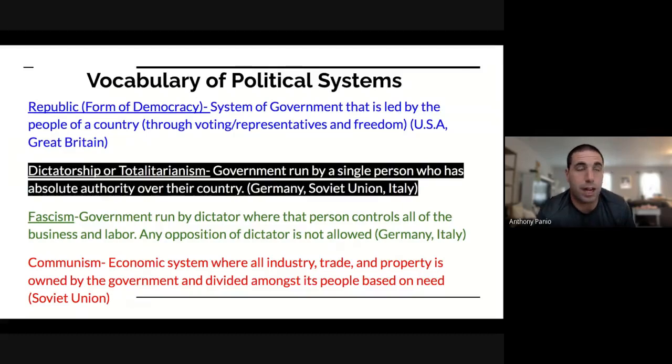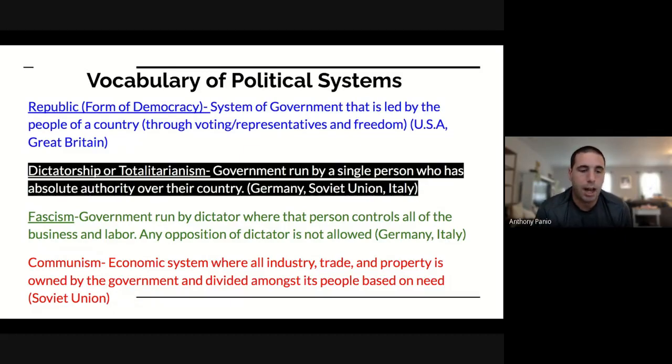So I often ask the question, who is in charge of the country? Who runs the country? Often kids will make the mistake and say the president. That's not true. The president just runs the executive branch. The president actually works for us. The answer to my question is the people actually run the country.